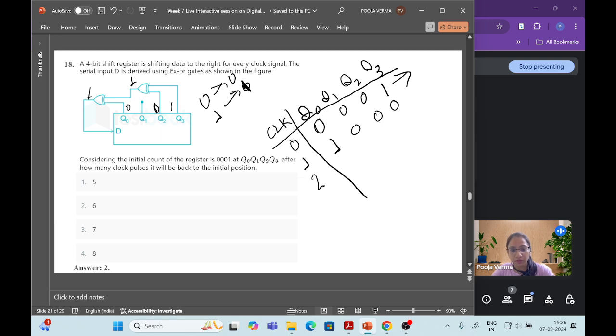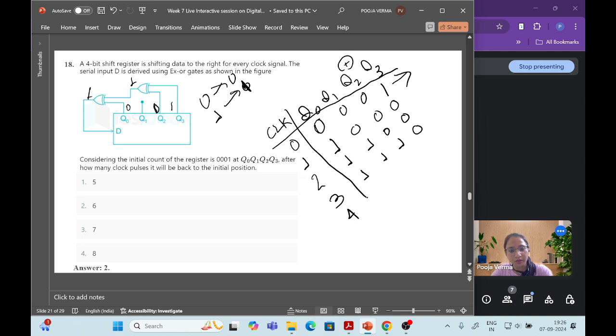Now for the next clock pulse, again we need to XOR Q2 and Q3. So 0, 0 will be 0, and now 0, 1 gives 1. It is given to the input of the first flip-flop, and we shift the next bits: 1, 1, 0, 0, right? For the next clock pulse, again XOR Q2 and Q3 and then the output of this XOR with Q0. So 0, 0, 0 and 0, 1, 1. So 1, 1, 1, 0.